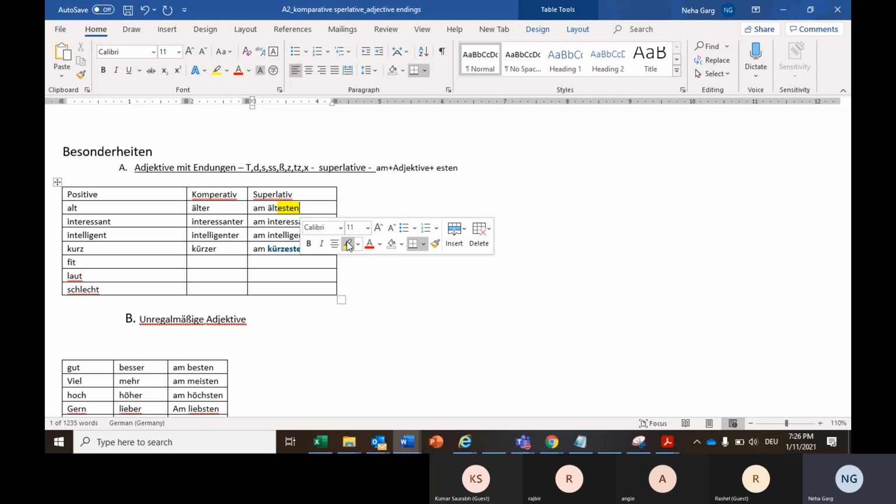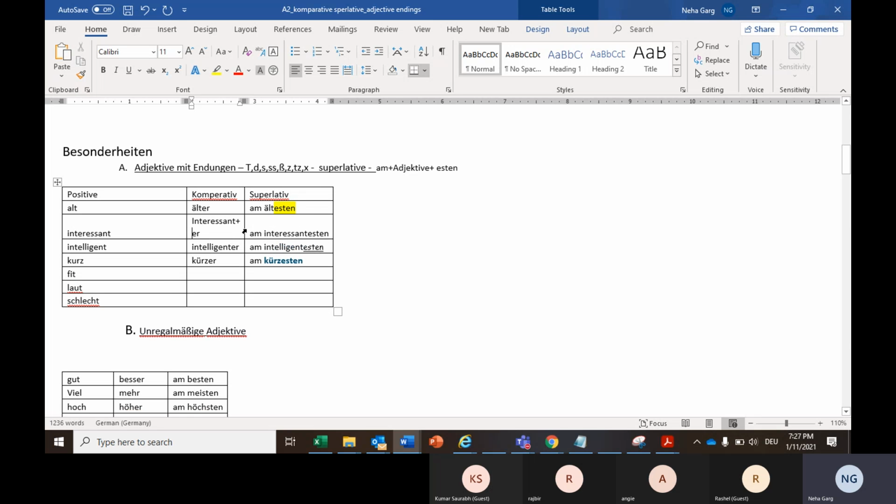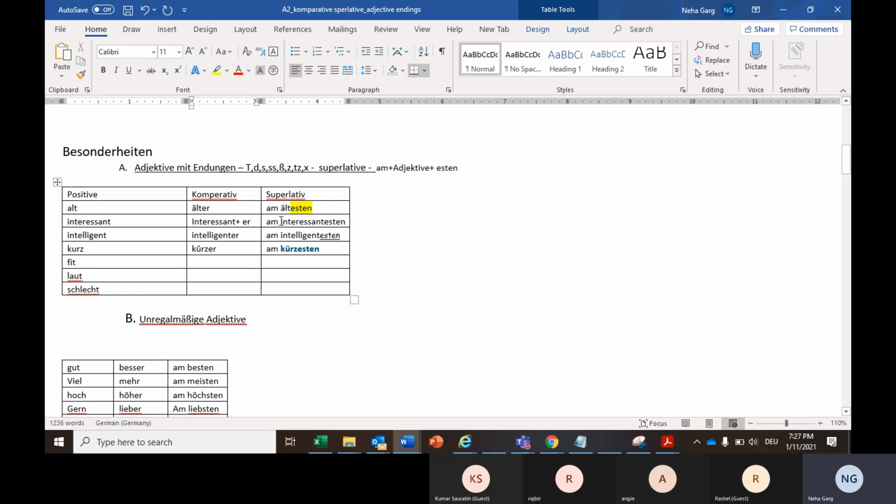So ältesten. Similarly, interessant, interessanter, adjective plus er. But here, am plus adjective plus ESTEN. Am interessantesten. So ESTEN again here. Similarly here we are also ending with T.